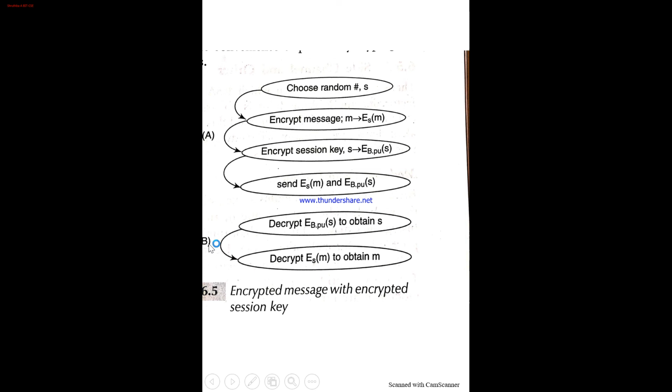So at the receiver end, what happens? The receiver will make use of his public key, sorry, I mean to say he'll make use of his private key to decrypt the session key, and once he gets the session key, he'll use that session key to decrypt the message. Thereby he'll get back his message. So this is how the session key concept is explained. You can just explain the same in the applications.